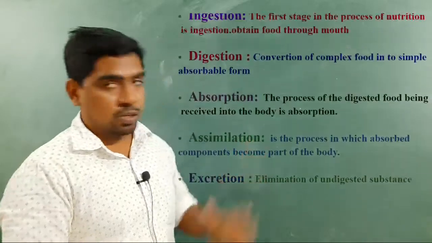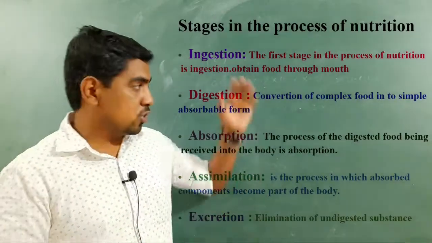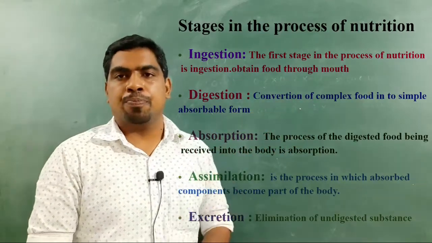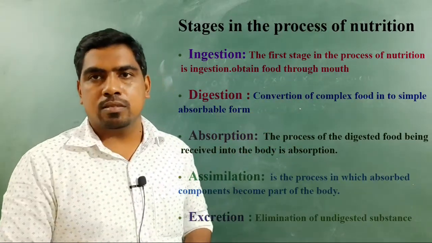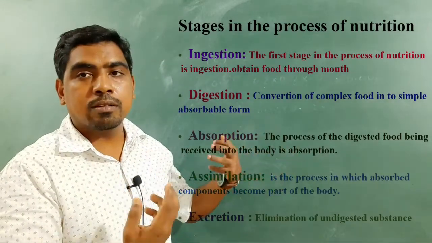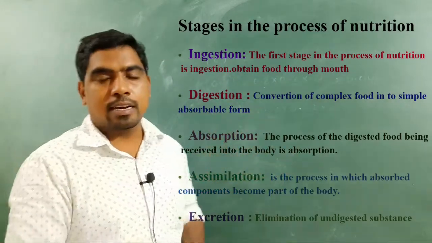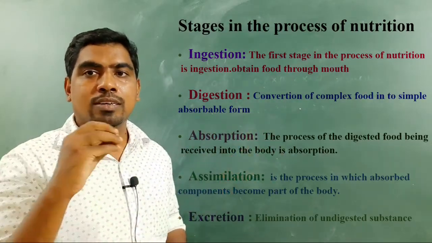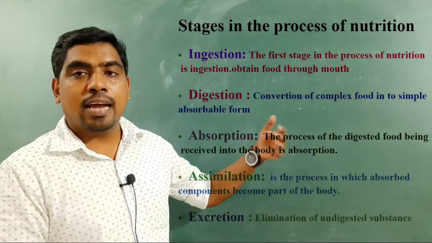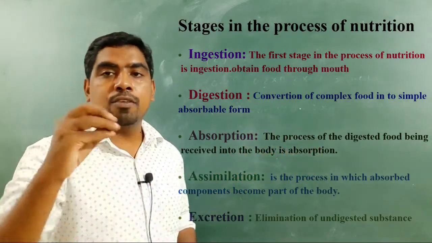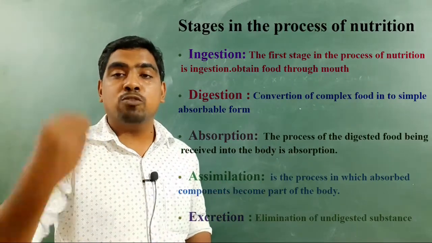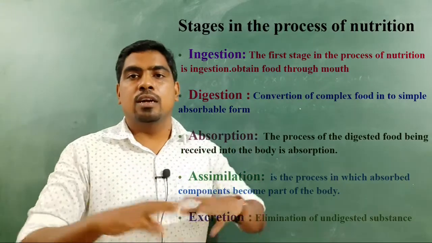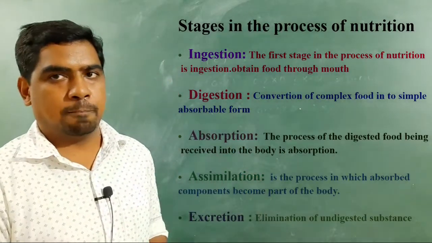Then steps in nutrition. There are 5 steps in nutrition: ingestion, digestion, absorption, assimilation and egestion or excretion. Ingestion is the first stage in nutrition. Here the food is obtained through the mouth. Second one is digestion, the conversion of complex food material into simple absorbable form. Third one is absorption. It is the process by which the digested food is received into the body. And fourth one is assimilation. The absorbed nutrients becoming part of the body is called assimilation, and egestion is the elimination of undigested substances.